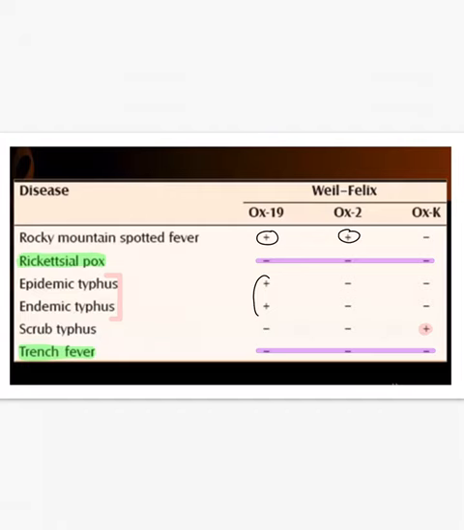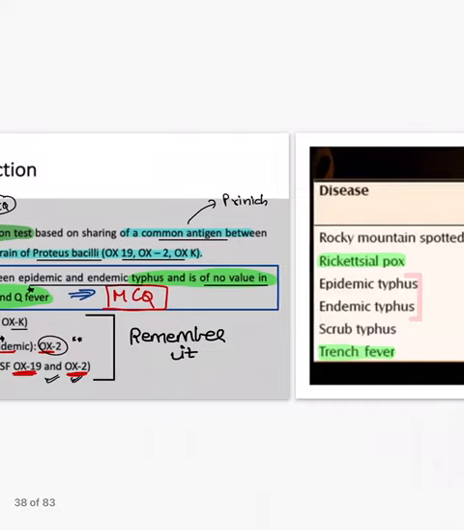The two typhus, guys, are OX19 positive, if you can see here, guys. Okay, this scrub typhus is OXK positive, guys. Pox, none positive, this is none positive, guys. Pox, trench fever, guys, and Q fever, none is positive. Q fever is everything negative, guys. It's like, I'm self-satisfied, I don't need anything.